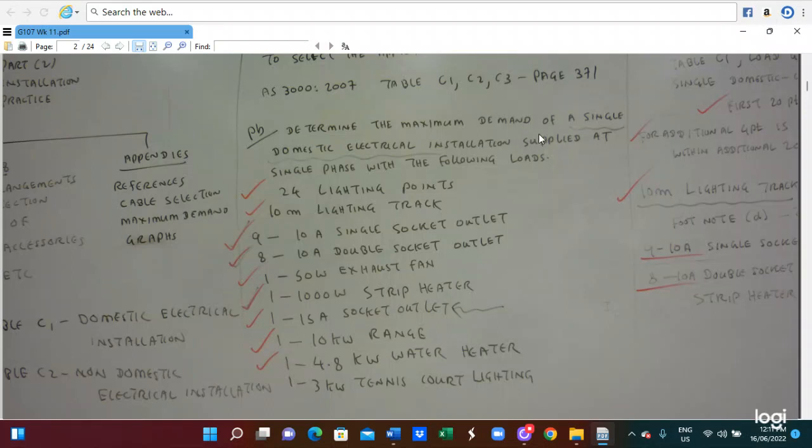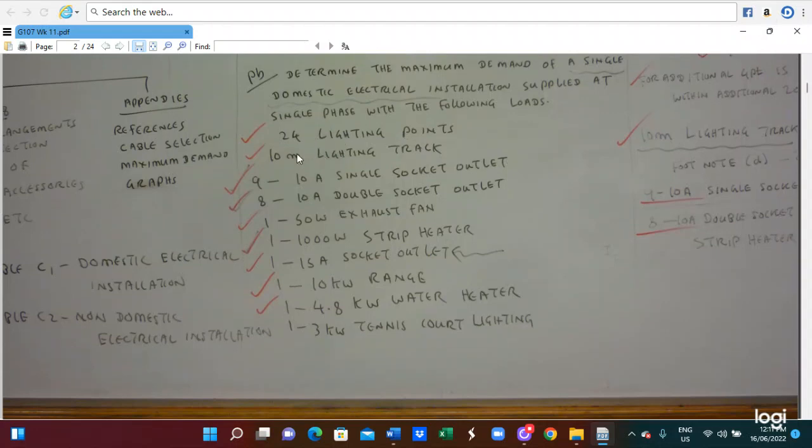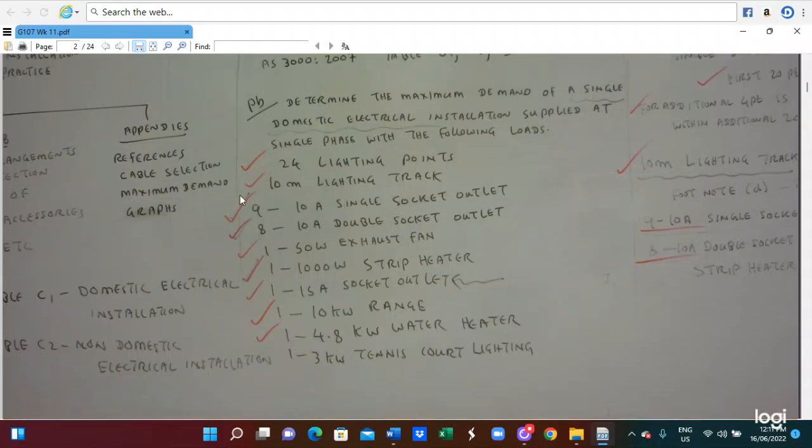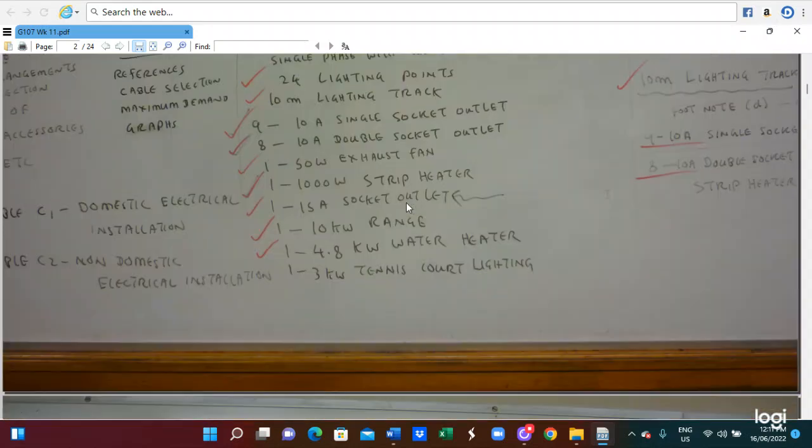Determine the maximum demand of a single domestic electrical installation supplied at single phase with the following loads: 24 lighting points, 10 meters of lighting track, 9 number of 10 ampere single socket outlets, 8 number of 10 ampere double socket outlets, 1 number of 50 watt exhaust fan, 1000 watt strip heater, 1 number of 15 ampere socket outlet, 1 number of 10 kilowatt range, 1 number of 4.8 kilowatt water heater, and 1 number of 3 kilowatt tennis court lighting. Those are the loads connected. So we have to determine the maximum demand.